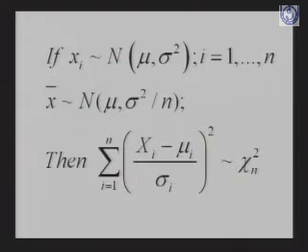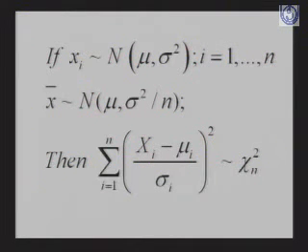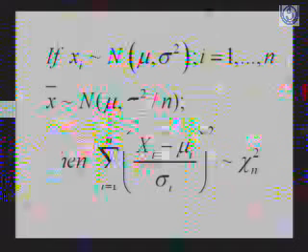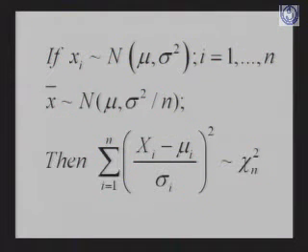Now let us say that we have drawn a sample of size n from a normal population having mean mu and variance sigma square. The sample mean, x bar, will also be normally distributed with mean mu and variance sigma square by n. The standard error will be sigma divided by root n.